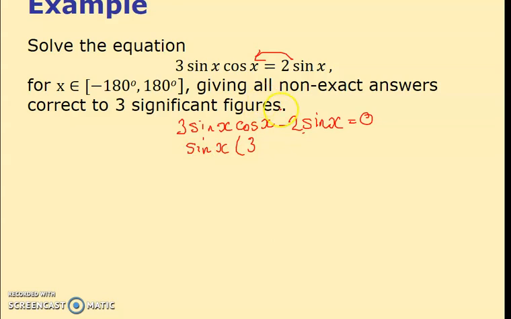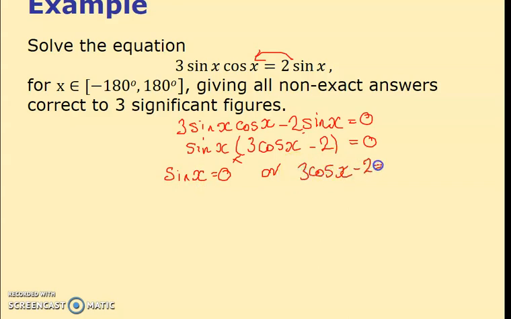Now this is almost bottom left, so I wouldn't suggest you do it any other way. I don't think you can use the cheaty button on your calculator. But the good news is there's only one bracket. Sine went into both, so you didn't need double brackets and stuff like that. Now we've got something times by something equal 0. So either sine x equals 0 or 3 cos x minus 2 equals 0.